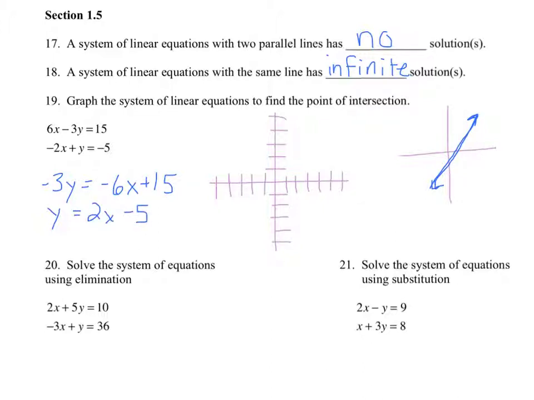So I'm going to put my y-intercept down at negative 5, and then carefully go up 2 and over 1 so I don't miss my point of intersection. And try to draw my line as carefully as possible.